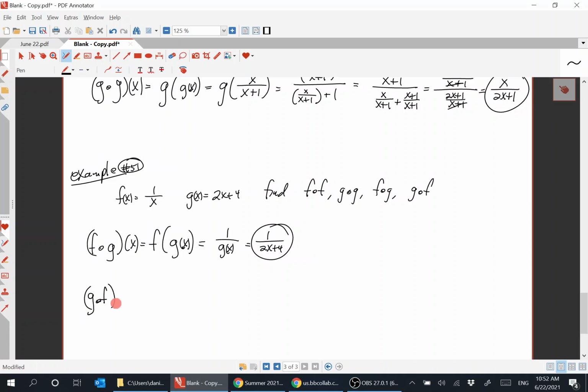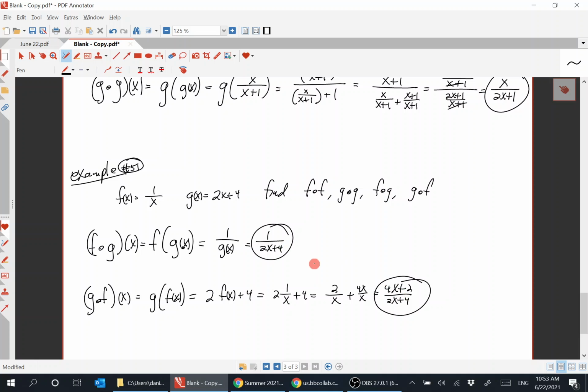g following f of x. That's g of f of x. Well, g of x is 2x plus 4. So g of f is 2f plus 4. So that's evaluating the outside first and then the inside afterwards. And then f of x is 1 over x. So this is 2 over x plus 4x over x. So that's 4x plus 2 over x.